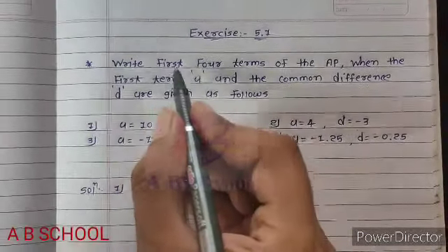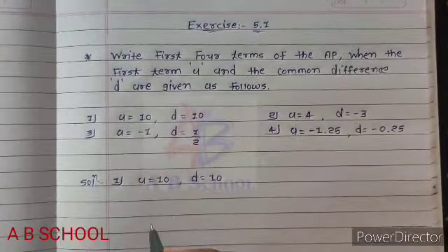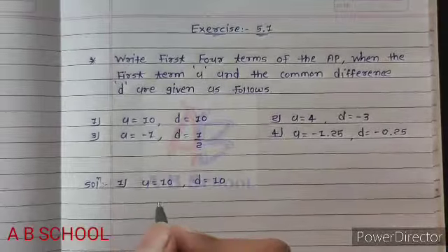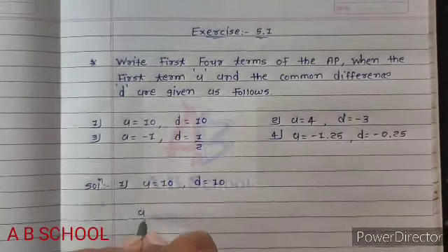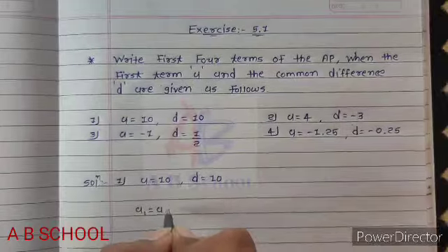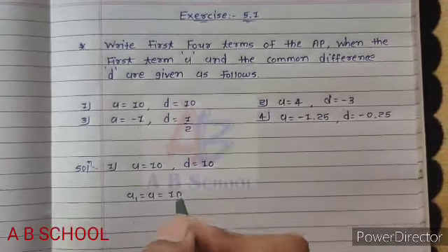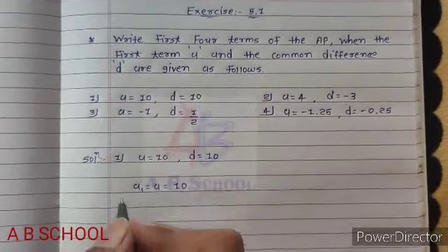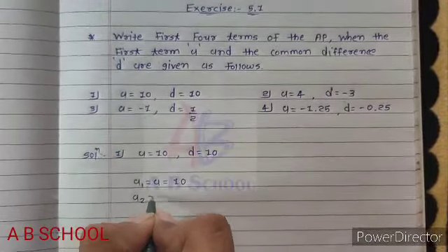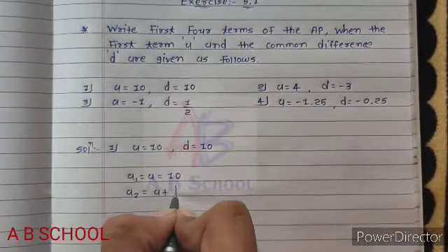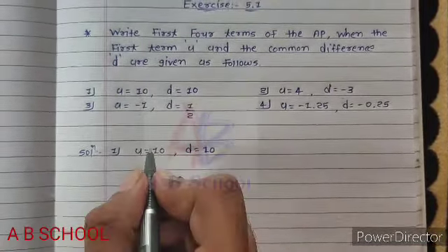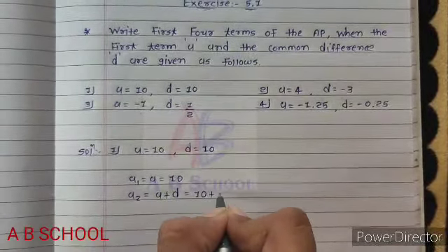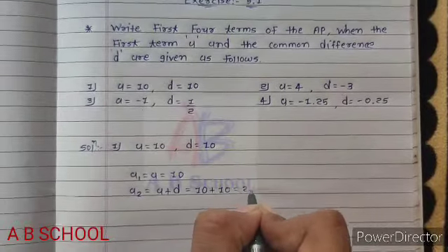Now for the first four terms, by using the general form of AP, the first term is denoted by A. So A1 is equal to A is equal to 10. In an AP, the second term is denoted by A plus D. So A2 is equal to A plus D. Value of A is equal to 10, value of D is equal to 10. So 10 plus 10 is equal to 20.